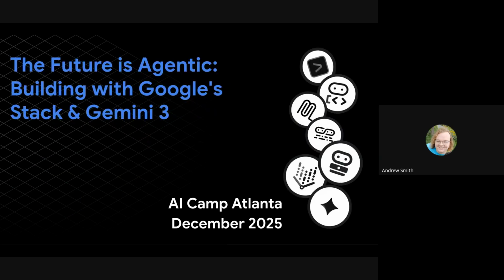Today, I'm going to be going over Google's agentic stack. So we'll start with the models, everything that's new with Google Gemini, Veo, and our other various models. And then we'll dive into Google's agentic stack. So what are we using for orchestration? How are we handling runtime, et cetera?